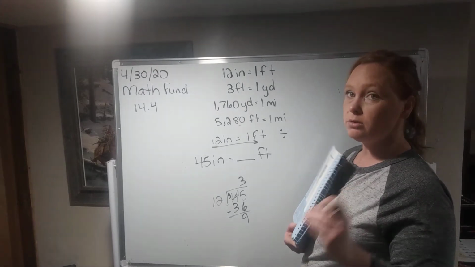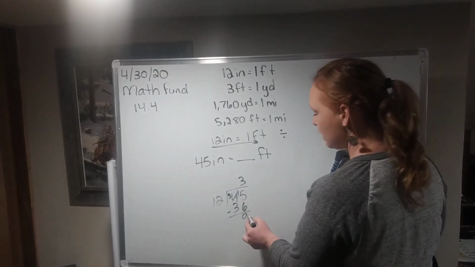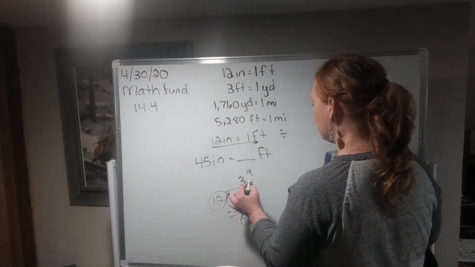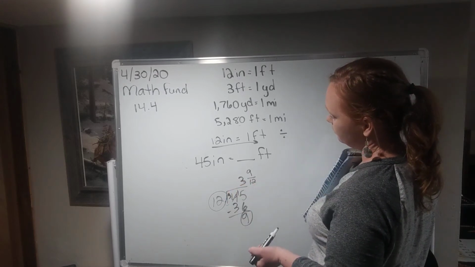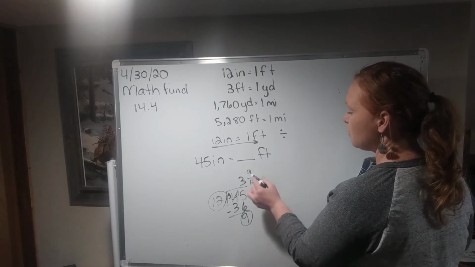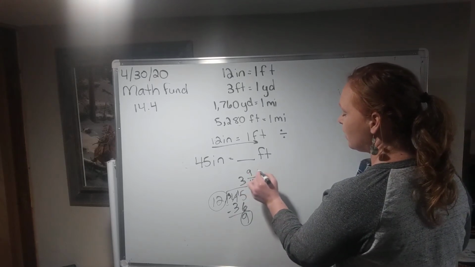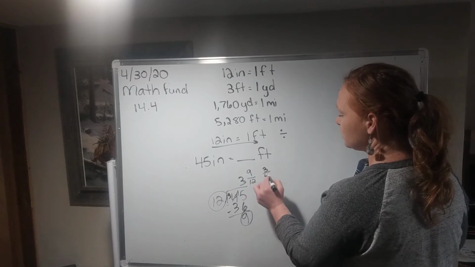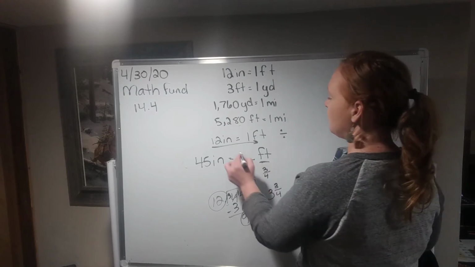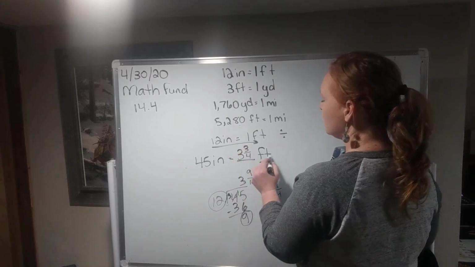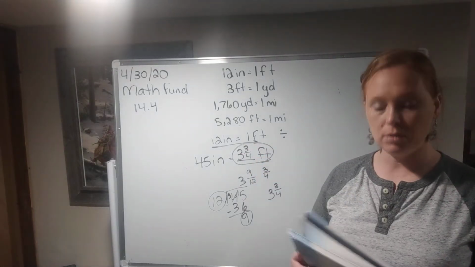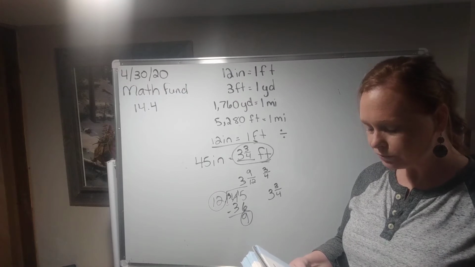Now, we don't do remainders anymore. So what is my fraction? Remember, my fraction is the remainder over the divisor. Okay, so 3 and 9/12. So this will reduce, won't it? Both of these are divisible by 3. So 9 divided by 3 is 3. 12 divided by 3 is 4. So my answer is 3 3/4 what? Feet. So 3 3/4 feet. It's really important that we see your answer in the unit of measurement that we're asking for.